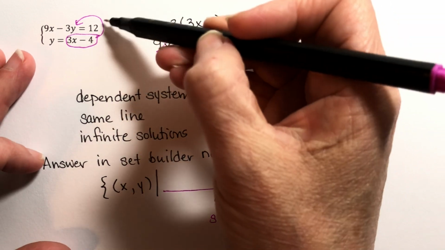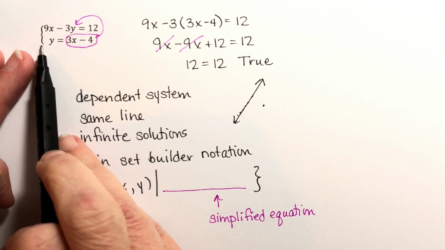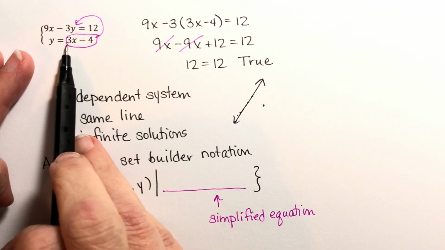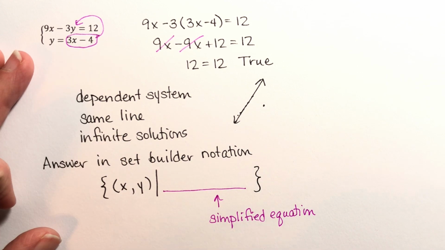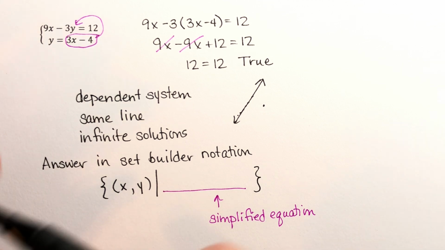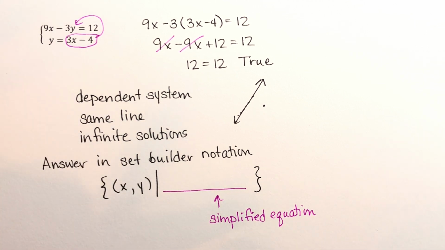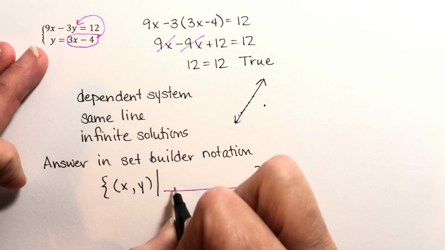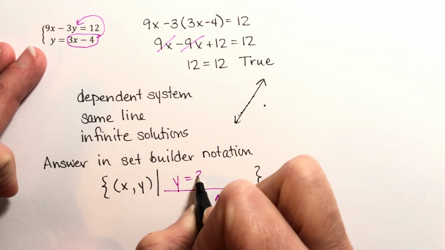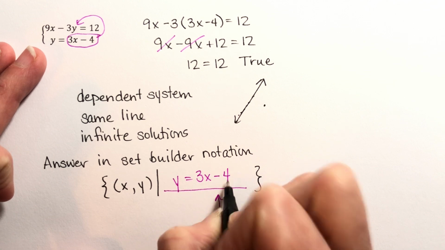And if I look at these two, you can see that this is in slope-intercept form, and it is one of our two major simplified forms. We always simplify things either into general form or slope-intercept form. So I'm just going to put all of this in here. y is equal to 3x minus 4.